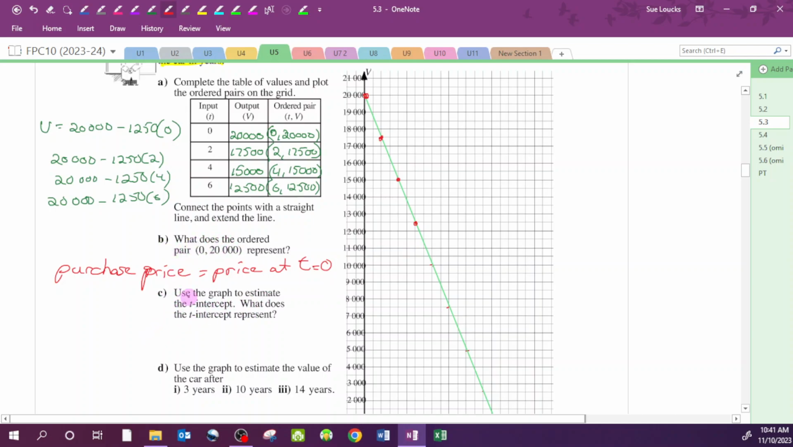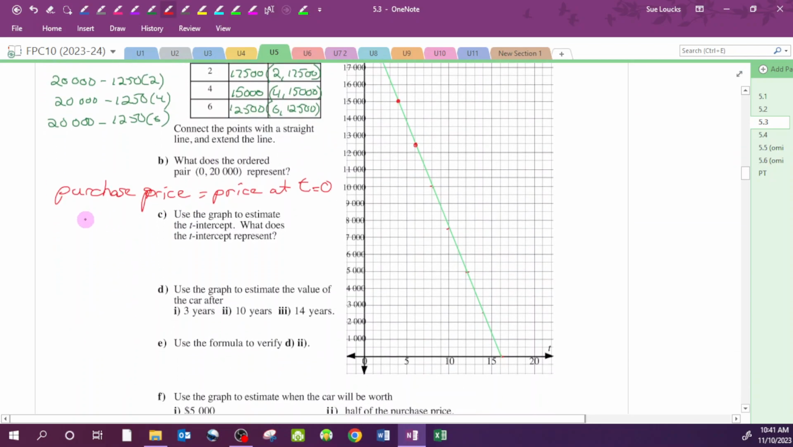Use the graph to estimate the t-intercept. So the t-intercept happens when the graph intersects the t-axis, which is here, and that is 16 years. And what does that represent? That's when the value equals 0. Okay, so 16 years is time for value to be 0. Sorry, to be 0. I did not plan that very well.